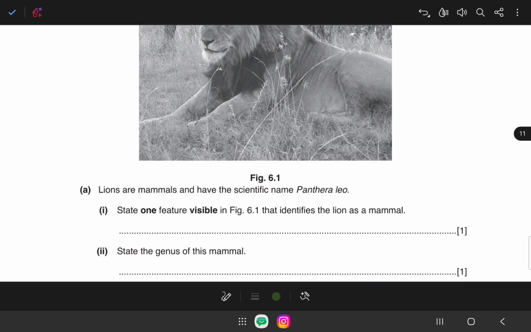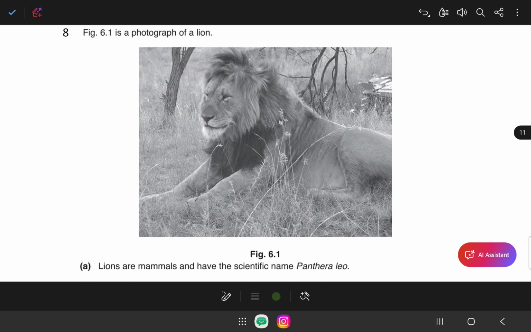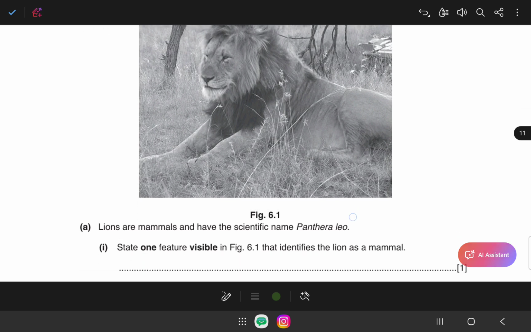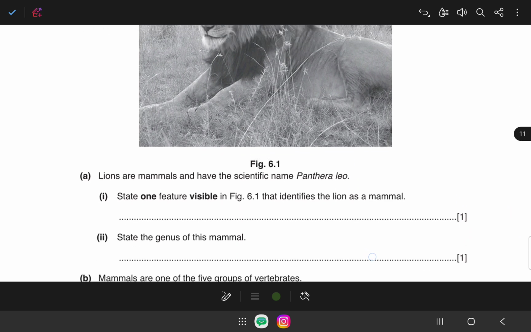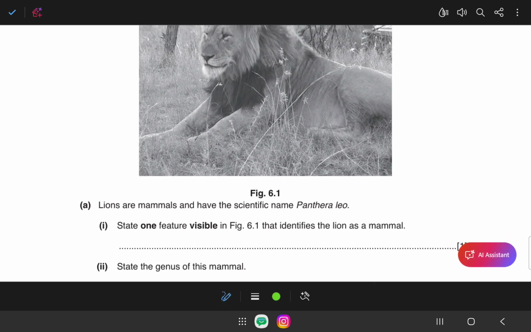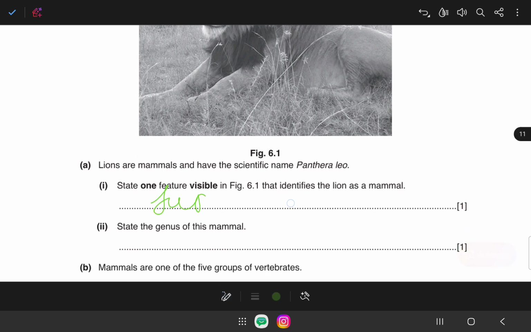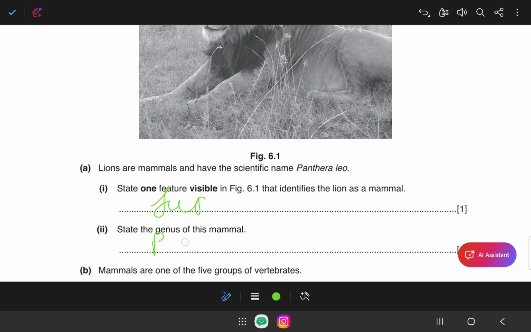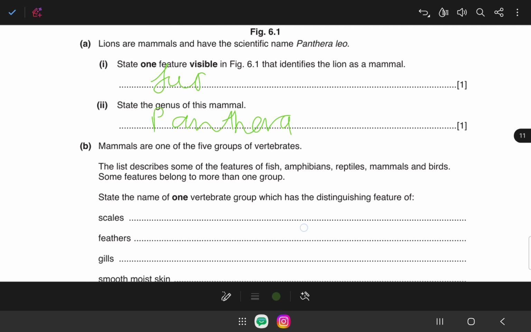This will be our last question. Figure 6.1 is a photograph of a lion. Lions are mammals and have the scientific name Panthera leo. State 1 visible feature. Okay. We wrote external ears last time, so you can write fur this time. State the genus. Panthera.